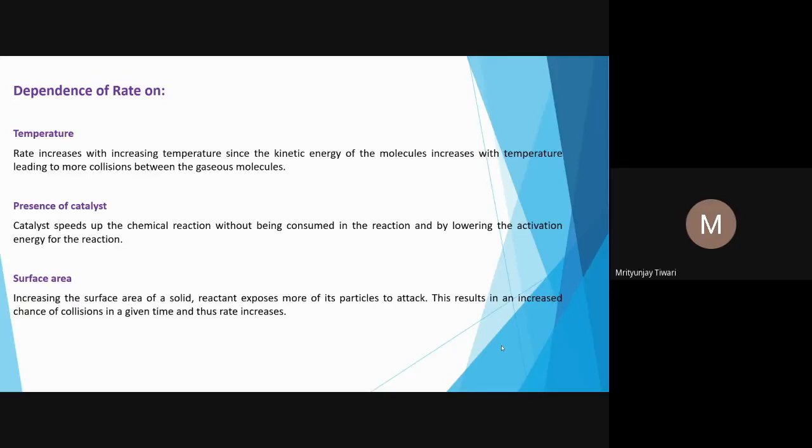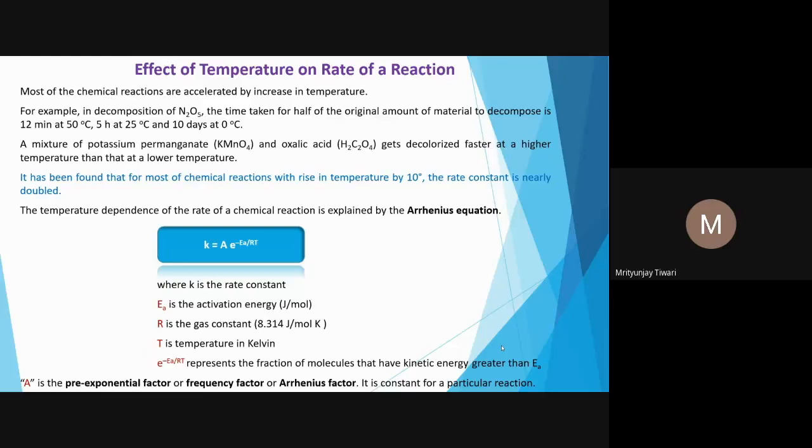Now we know that the rate of a reaction also depends on some other factors, and those are temperature, presence of catalyst, surface area, and so on. We'll look into all these factors one by one in detail. So let's first look into the effect of temperature on the rate of a reaction. What has been seen is that most chemical reactions are accelerated by increasing temperature. So rates of reactions are usually accelerated by an increase in temperature.